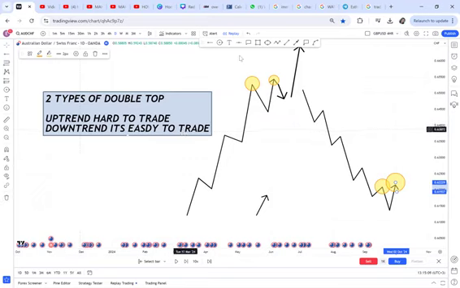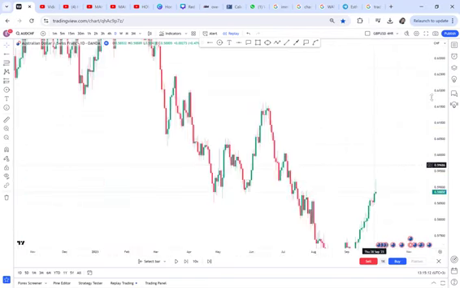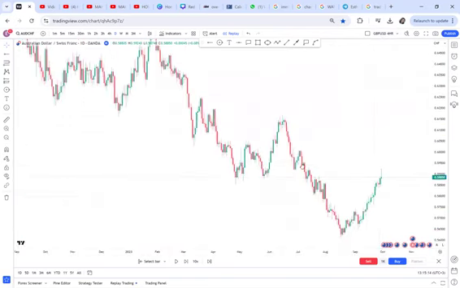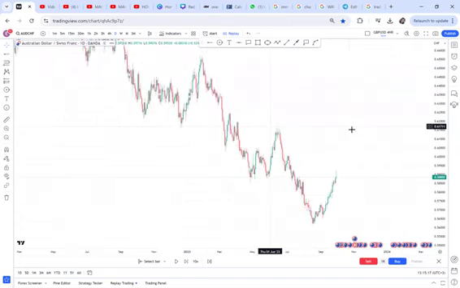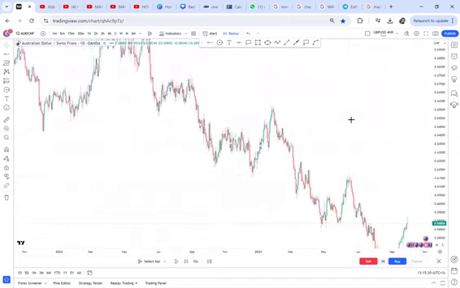So what you do, you open your chart. Number one, you have to identify that your chart is on a downtrend, because we have said double tops on a downtrend are easier to trade. Okay, that's what we have said.